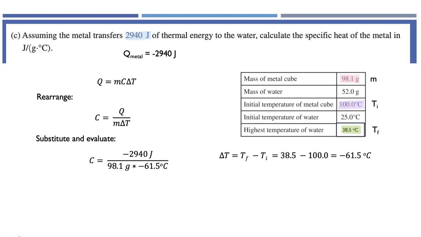So we can substitute these values into our expression. Negative 2,940 joules divided by the mass of 98.1 grams, multiplied by the delta T of minus 61.5 degrees Celsius. Of course, those negative signs cancel out. I am going to get a positive value for the specific heat of the metal, which does make sense. So I get a specific heat of 0.487 joules per gram per degree Celsius. I needed to show this work and setup to earn 1 point. Make sure you have the work, okay?